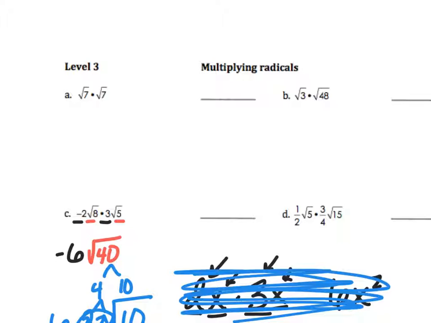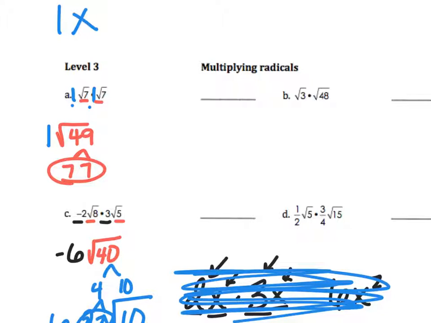Okay, so this first one in letter A, remember if there's no number on the outside of the root, it's a 1, just like if it was an x, you could also say 1x. So you're going to multiply 1 times 1 together to get 1. And then you're going to multiply 7 times 7 together to get 49, but that has a root in it. And then you have to simplify 49, which breaks down into 7 times 7. So your final answer for this one is just 7.